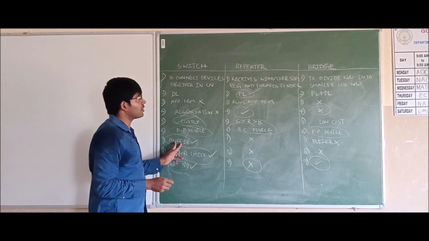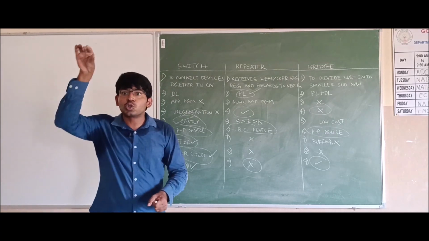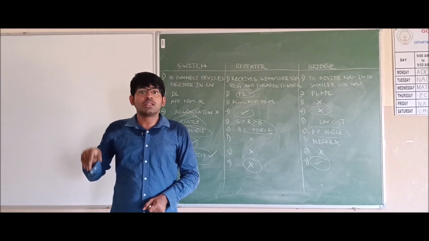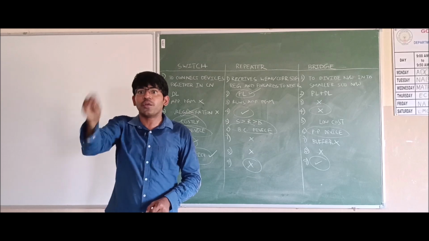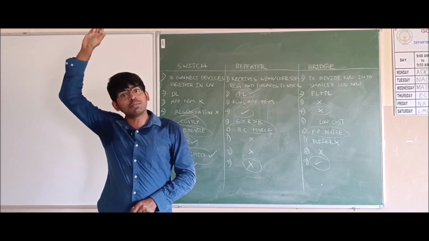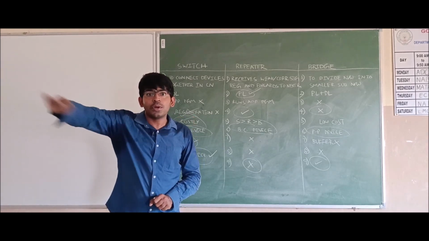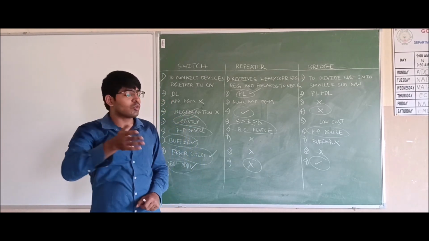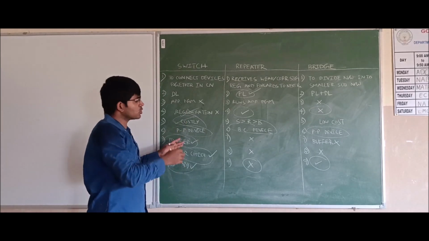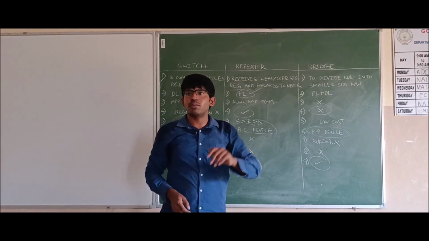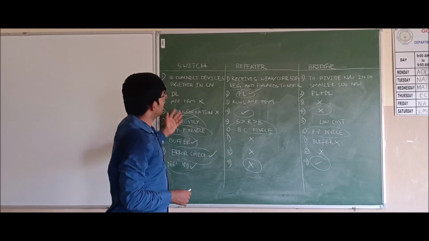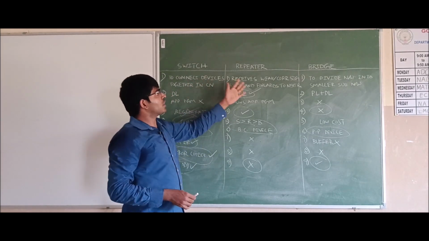We use the buffer in the switch, but we don't use the buffer in the bridge and we don't use the buffer in the repeater. Why are we using the buffer here? Because to store the data, the frames, we have to make the frames wait until the communication becomes idle. Until there is no communication on the link, we have to make the data wait. That's why we are using buffers here. We are not using the buffers here. These are the main differences between the switch, repeater and bridge.